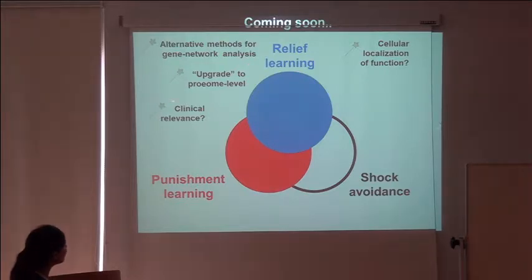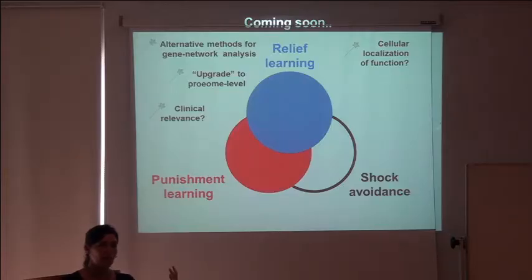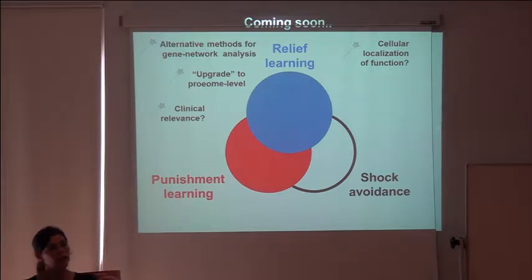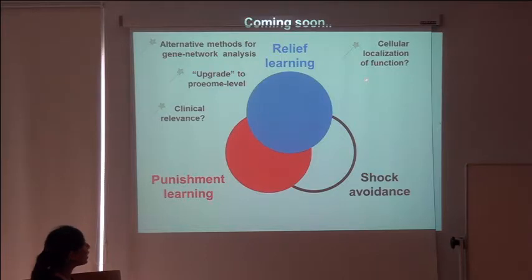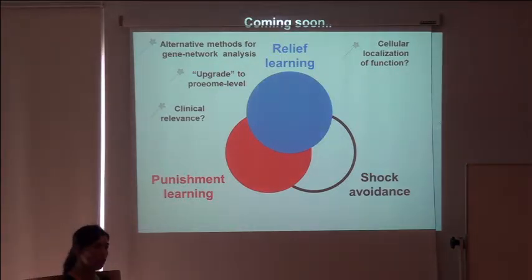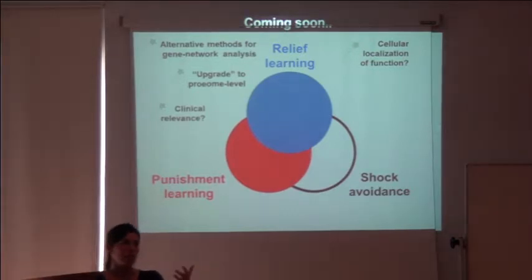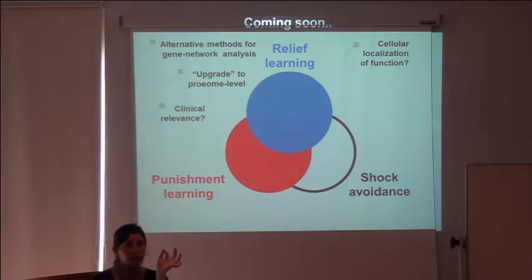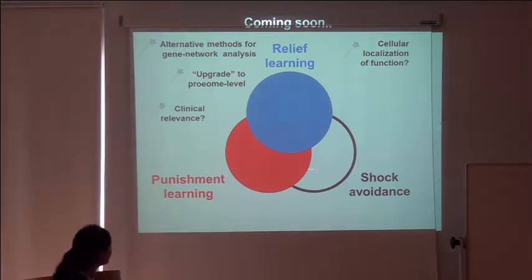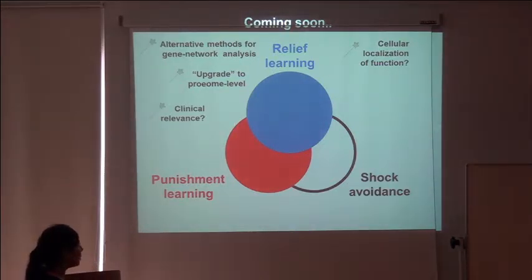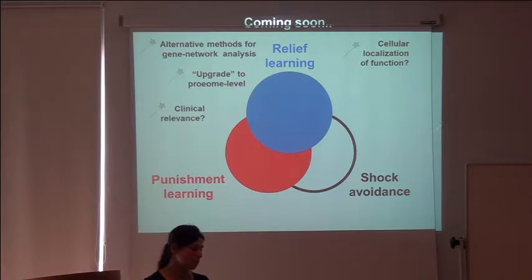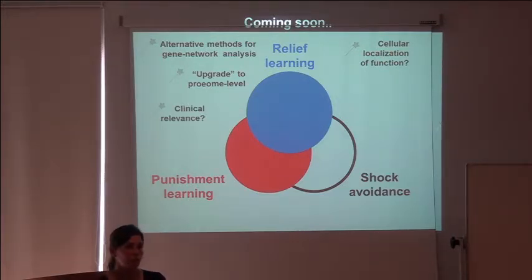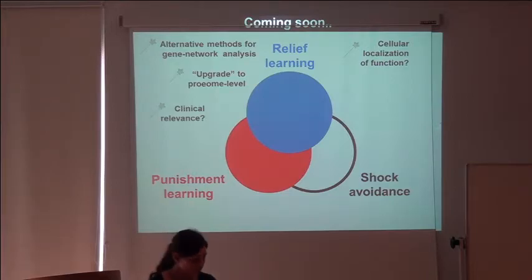Another interesting thing would be to do this whole strategy at the level of the proteome. Can you find associations between behavioral scores and the protein levels? Because after all, proteins do the job and not the RNAs. And in the fly, it will probably also be possible to cellularly localize the function of the gene. That means, this gene is important for shock avoidance. Is it functioning in the bristle, for instance? Another interesting thing would be to see whether such genes are clinically relevant in humans. We have some collaborations with psychologists in Magdeburg on this, to see whether, for example, post-traumatic stress disorder patients have polymorphisms in these genes, anxiety disorders, and so on.